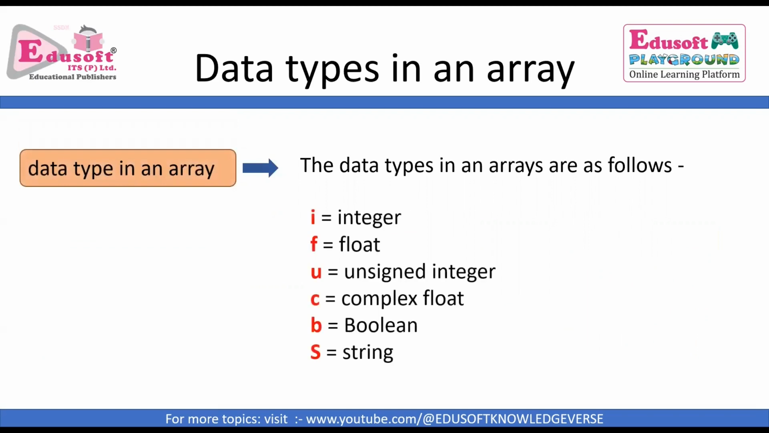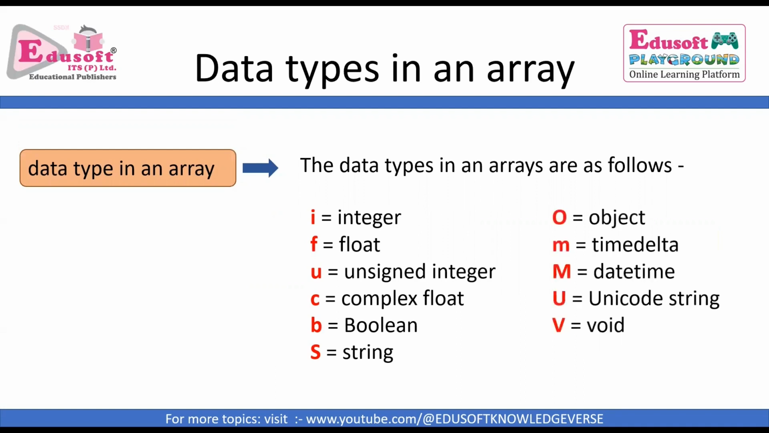I for integer, F for float, U for unsigned integer, C for complex float, B for boolean, capital S for string, capital O for object, small m for time delta, capital M for date time, capital U for Unicode string, capital V for void. So in NumPy, a single character is used to define data types. NumPy supports a much greater variety of numerical data types than Python.